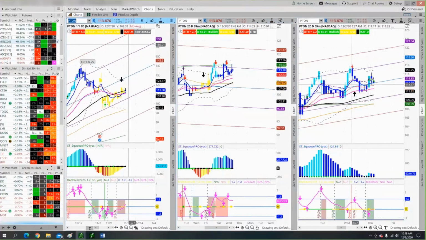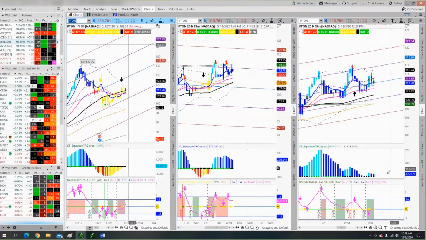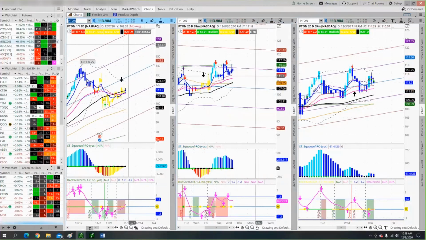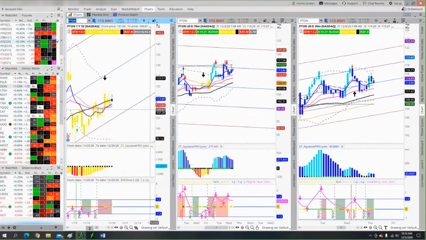This is a beautiful 39-minute squeeze. It's not red, though, but it's a beautiful one. So I could go the 39 route if I get a red squeeze. Over here, it's a beautiful squeeze. And again, you don't have to. You can buy a call. You can do whatever. If I look at the daily time frame, it's just now kind of crossing here.